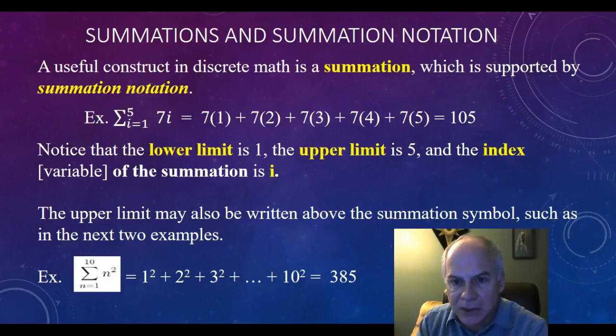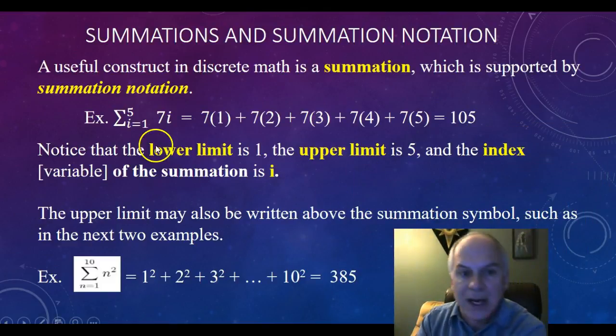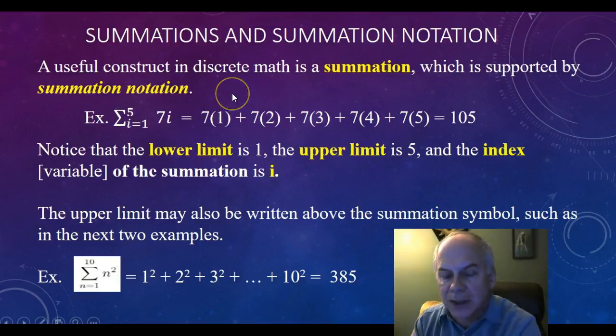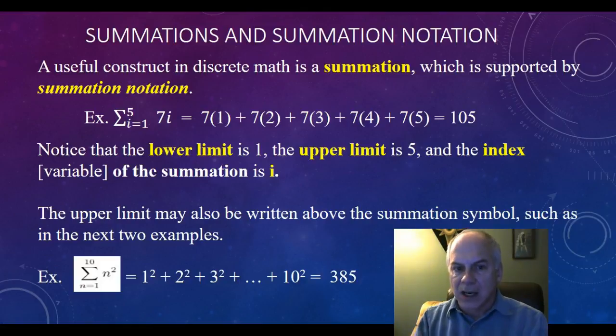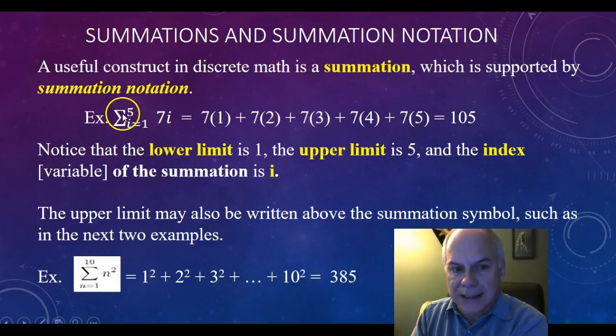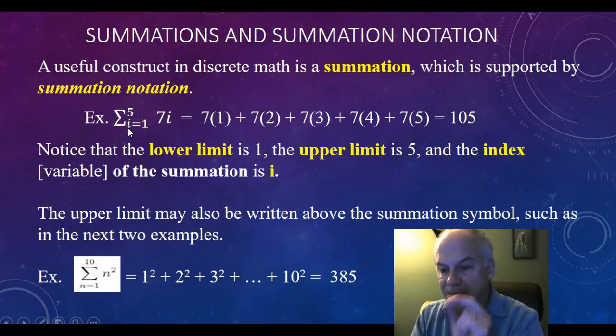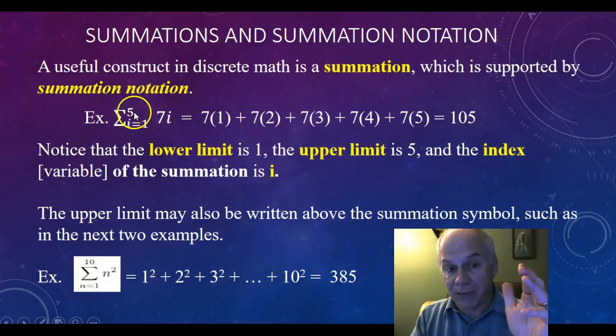So, summations and summation notation. This is near the end. A useful construct in discrete math is what's called the summation, which is supported by summation notation. Now, this notation uses this Greek letter, capital sigma, which looks like this. And this symbolism says that the index variable i starts at 1 and goes up to 5.